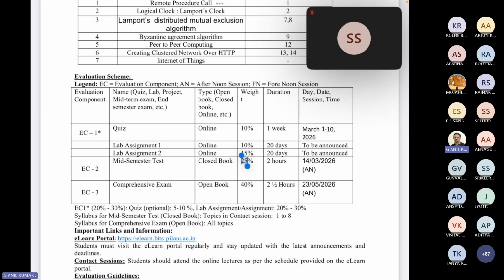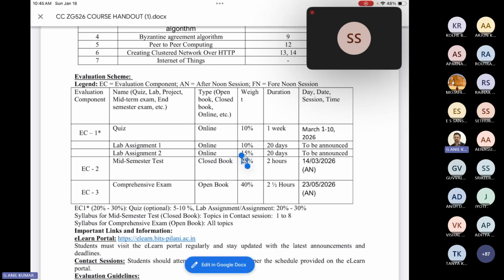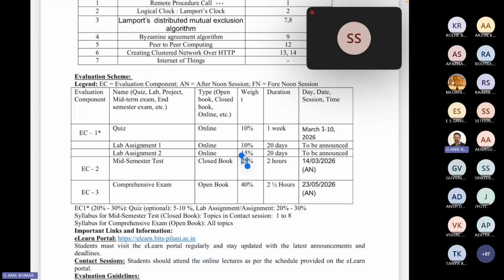30 marks for your mid-examination and 40 marks for your comprehensive final examination, which would be an open book examination. Your midterm examination is a closed book examination. And the lab assignments, mostly we'll try to do in the form of teams. We'll form groups and work along. We'll discuss that after a couple of sessions once the virtual labs are ready and live. So this is the evaluation pattern, which is 30-30-40. Just make a note of that.